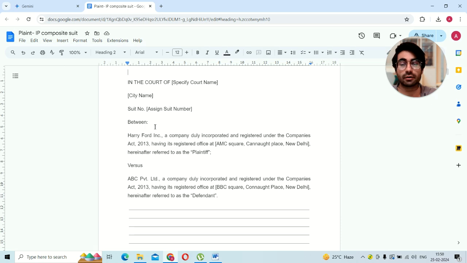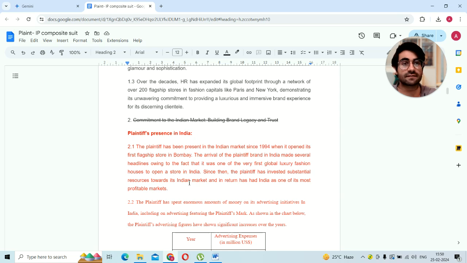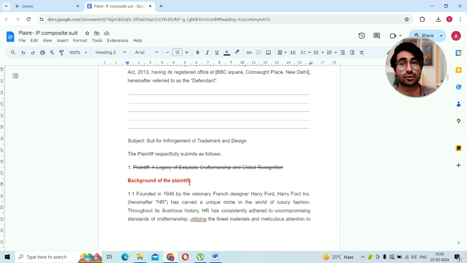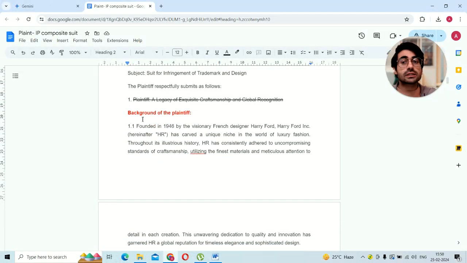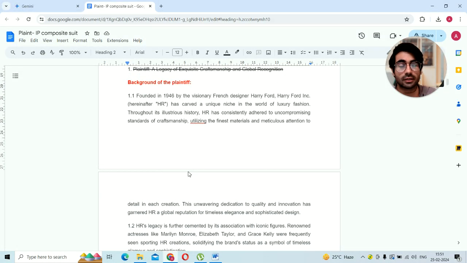So I've just copied whatever Bard provided to me, and then in red, I have just specified the changes that I've had to make, right? So firstly, like I was talking about headings. I have made changes to the headings because I did not like the headings that Bard provided us. The heading, for instance, was "Plaintiff, a legacy of exquisite craftsmanship and global recognition." Rather than that, I decided to keep it plain and simple by just stating that this is the background of the plaintiff, right? And then the language that Bard had used was good.